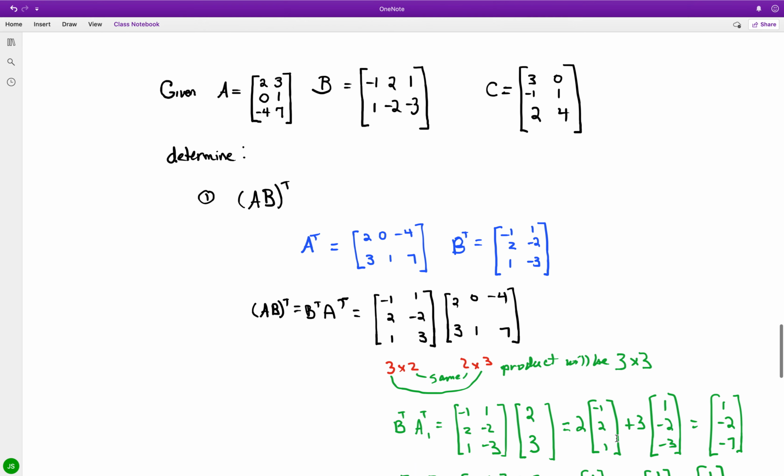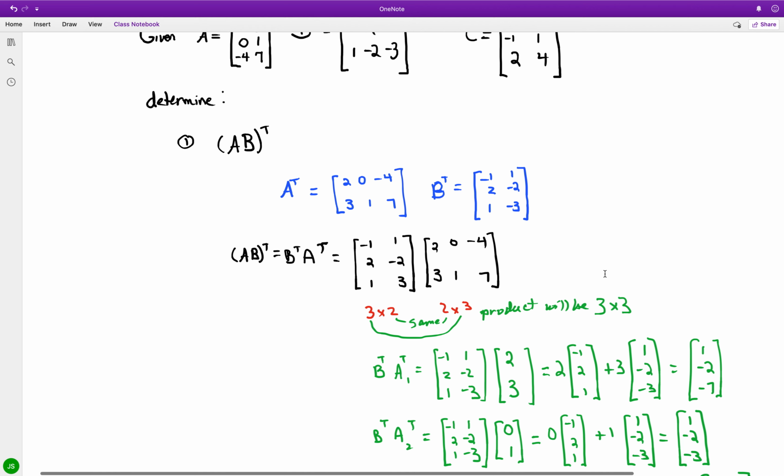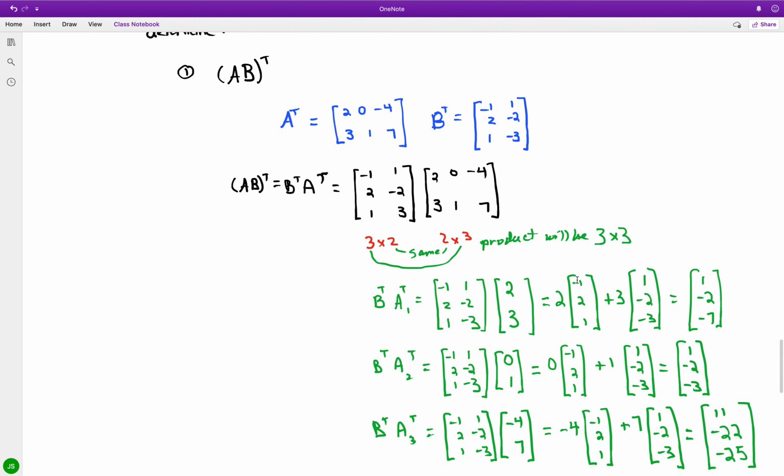For the transpose of A, going column by column, we have 2, 3, 0, 1, negative 4, 7. For the transpose of B, row formation changes over to column formation and vice versa. So you have negative 1, 2, 1, 1, negative 2, negative 3. Now the product of the transposes is going to end up being a 3 by 3 matrix.